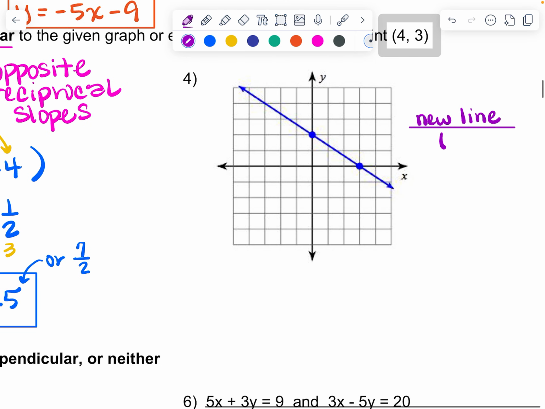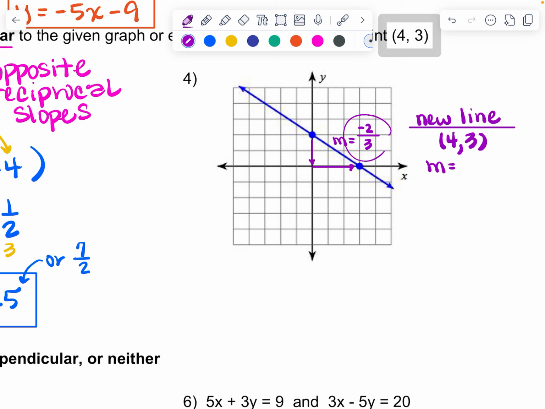So it has to go through the point (4, 3), just like it says right above there. And I need my slope. Well, let's see. This guy has a slope of down 2, right 3. So his slope is negative 2 because of the down 2, and then positive 3 from the right 3. But I don't want my line to have a slope of negative 2/3 because then they would be parallel. So my line needs to be the opposite reciprocal.